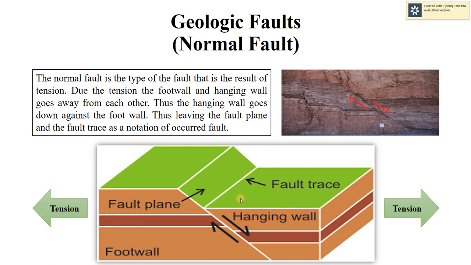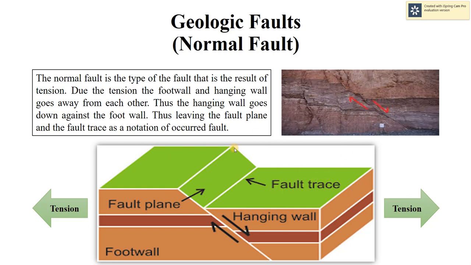So this is the fault trace. Maybe you will have just this part coming out of the ground, and you cannot see these layers actually. So you will always define the fault by the fault trace and the fault plane. You will say that this is the footwall surface, and this is the hanging wall surface.